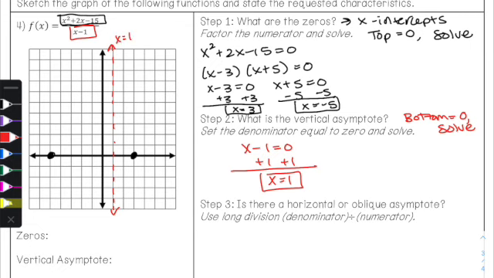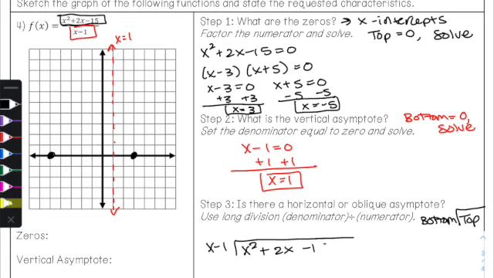Step 3, is there a horizontal or an oblique asymptote? So this is when we're going to divide using long division. We're going to do the bottom on the outside and the top on the inside. So my denominator is x minus 1, and my numerator is x squared plus 2x minus 15. X squared divided by x is x. X times x is x squared. X times -1 is -x.